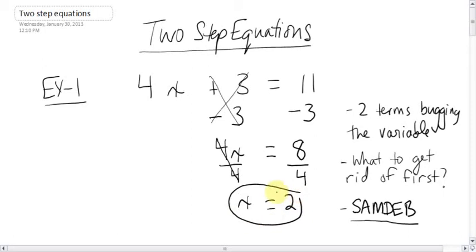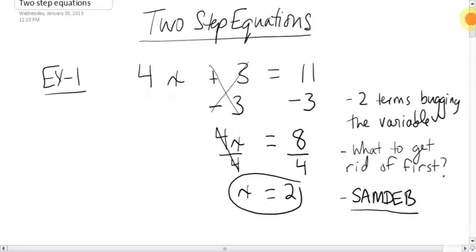These aren't hard, as long as you don't stress out and freak out, saying oh my god, there are so many things bugging the x here, I don't get it. No, just relax. It's the same old rules. It's just take my advice. When you have a question like this, get rid of the adding, subtracting thing first. Think SAM-DEB. Adding, subtracting first, then get rid of the multiplying, dividing one.